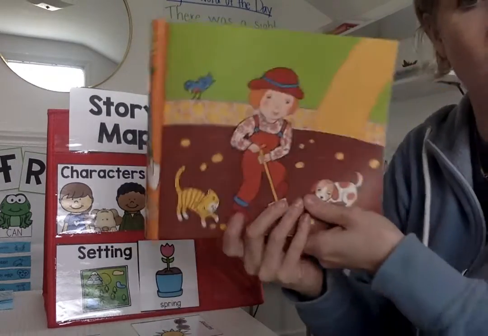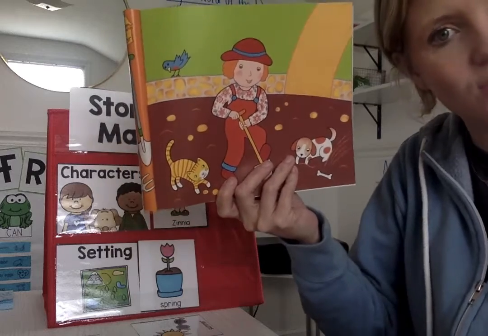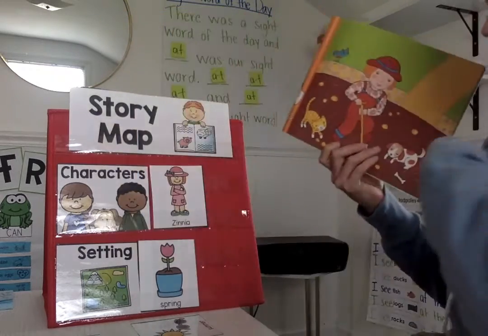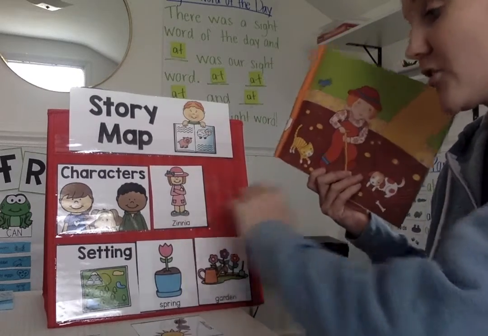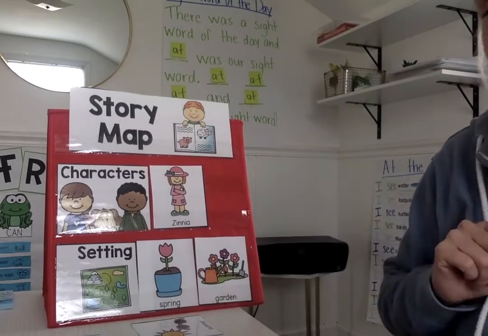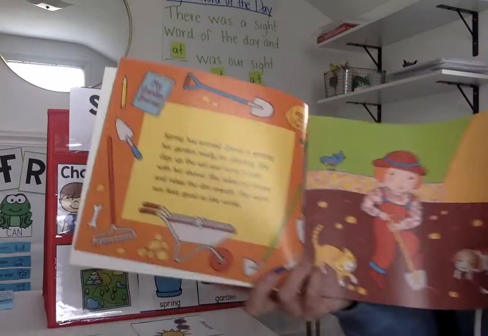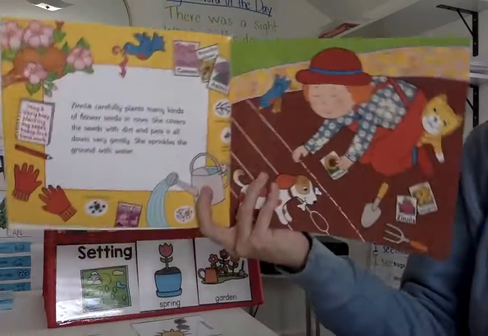And where are we? Are we at a school, at a playground, or in her garden? We are in her garden. Very good. So right off the first page, we know our character is Zinnia and our setting is the springtime in the garden. Now our setting might change, so we'll keep reading to find out.